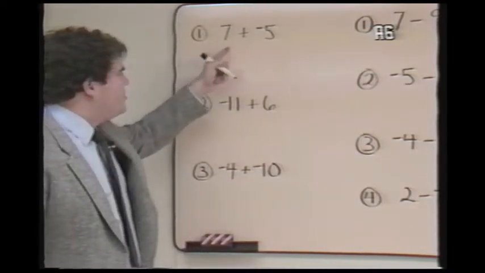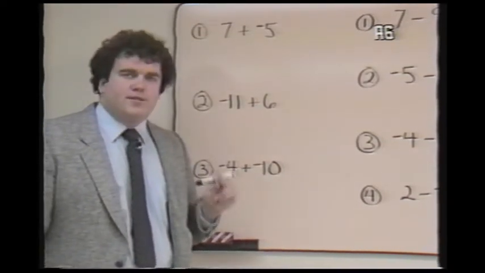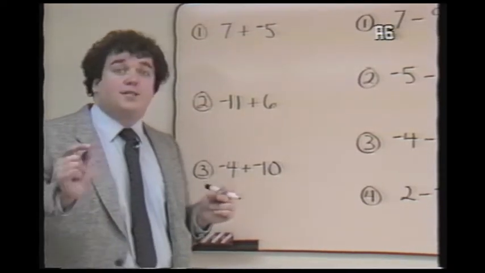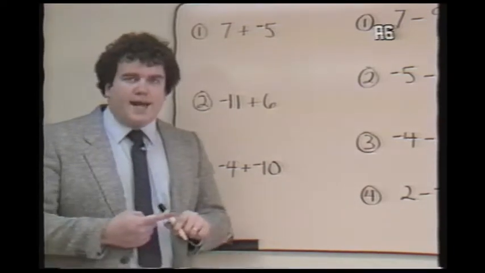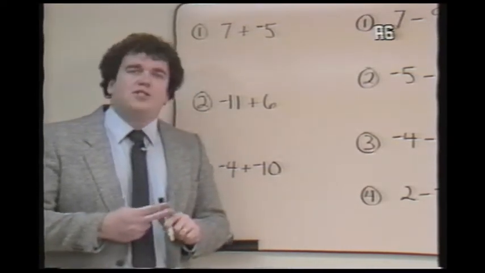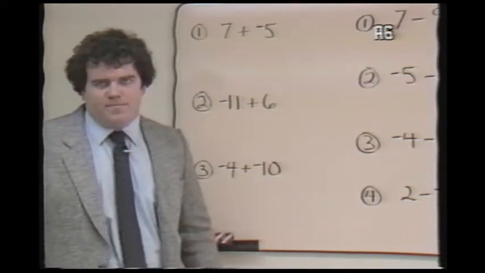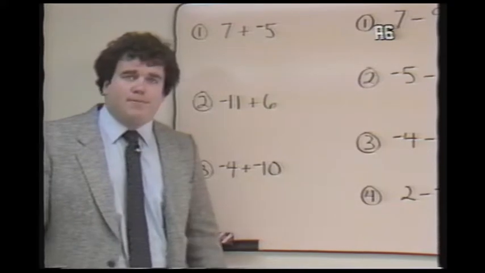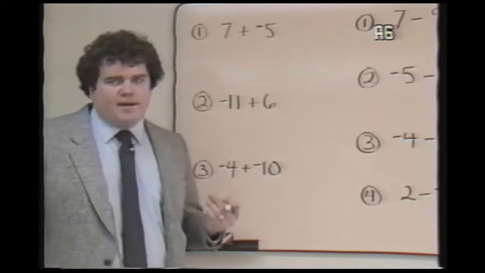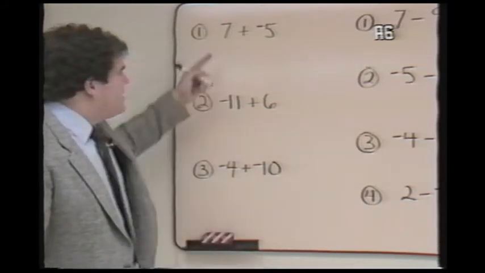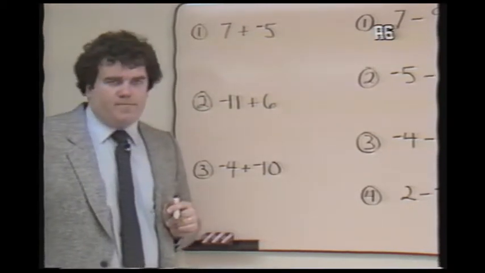To add 2 numbers with different signs, you must go through a 2-step process. I want you to ask yourself 2 questions. Question number 1, will my answer be negative or positive? And question number 2, do I add or do I subtract the absolute values? If you do this, you shouldn't have any problem. Now, you can determine the sign of your answer by seeing which number has the greater absolute value.